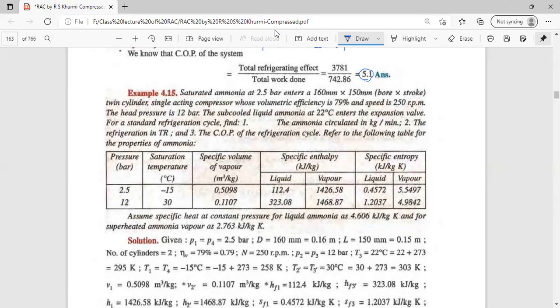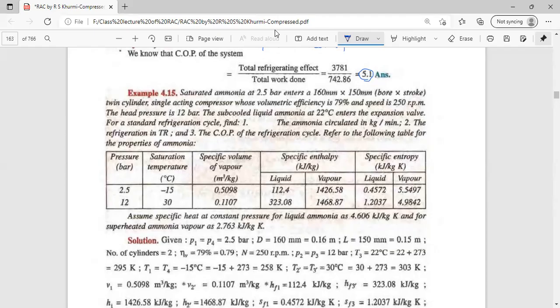So the saturated ammonia at 2.5 bar, which means ammonia enters a 160 millimeter by 150 millimeter bore into stroke length twin cylinder. Means the volume of the cylinder is given. Bore means the area of the cross section of the compressor multiplied by the stroke length, meaning how much volume of refrigerant the compressor can compress as per its speed, generally given in minutes.